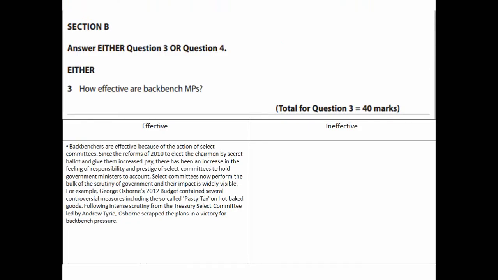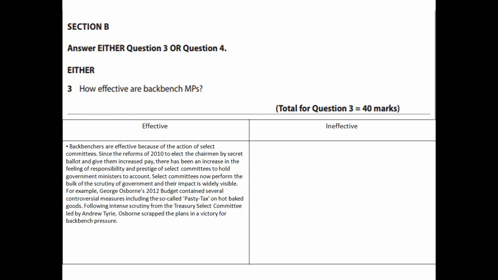Okay, now you've had a chance to read through the essay, you would have hopefully seen that, just like I've modelled here, this is kind of what Charlie's examples look like. One example that Charlie's used: backbench MPs are effective. Backbenches are effective because of the action of select committees. Since the reforms of 2010 to elect the chairman by secret ballot and give them increased pay, there has been an increase in the feeling of responsibility and prestige of select committees to hold government ministers to account. Select committees now perform the bulk of scrutiny of the government, and their impact is widely visible.